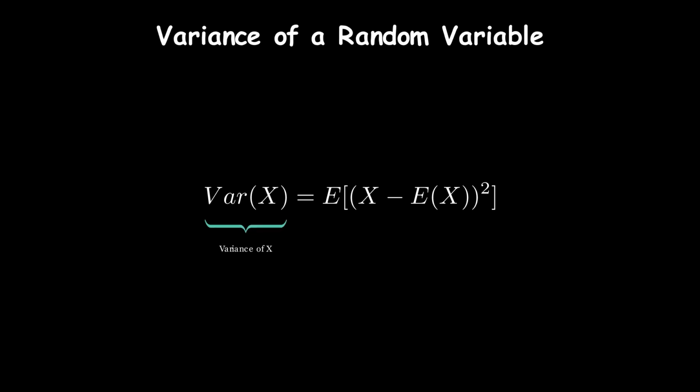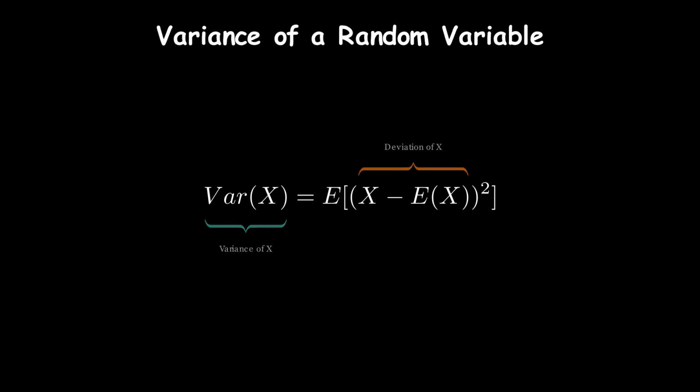Mathematically, the variance of a random variable is defined as the expected value of the square difference between the random variable and its expected value. Here, var of X is the variance of the random variable X, and X minus E of X is called the deviation of the random variable from its mean, that is, expected value.